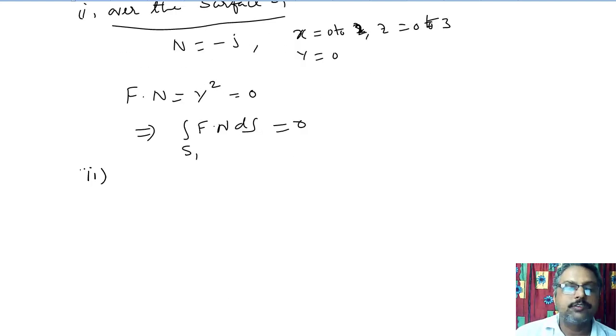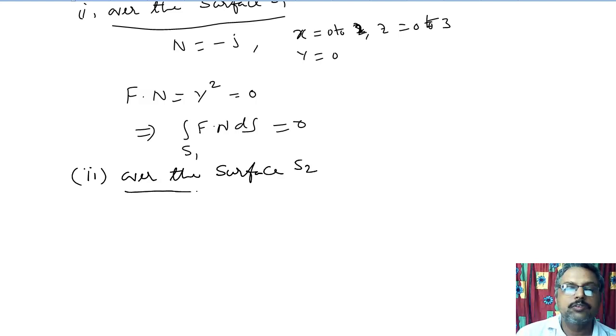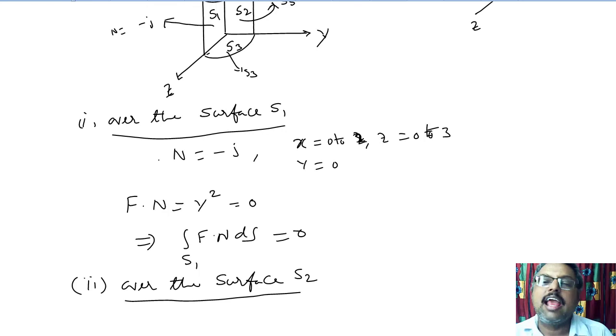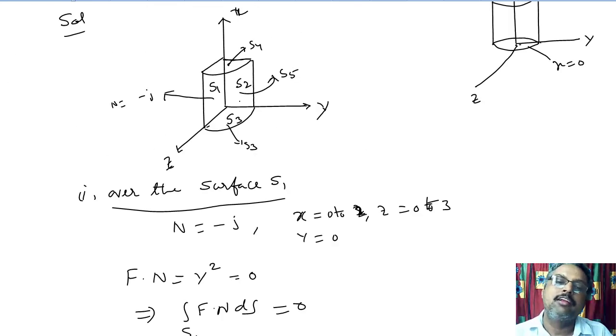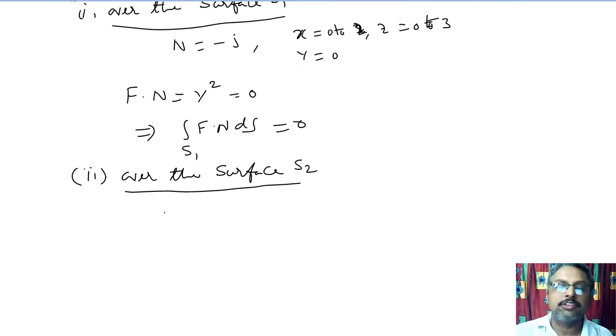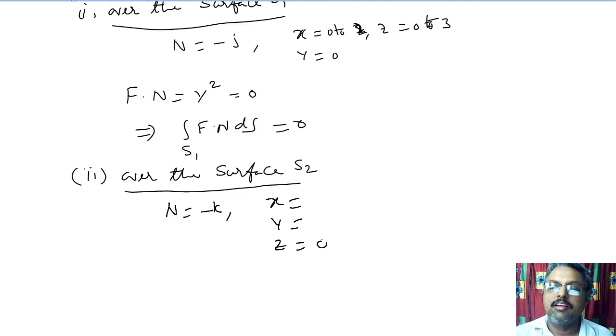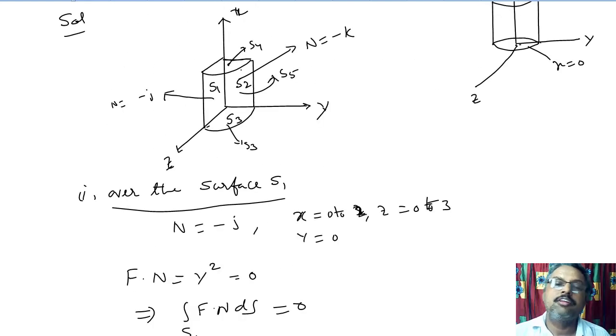Now second, over the surface S2. It is a rectangle in the xy plane. What is the outside normal? Here the outside normal is minus k, so n equals minus k. Now what about x, y, z? In the xy plane, z equals 0. Now this is a rectangle in the xy plane.